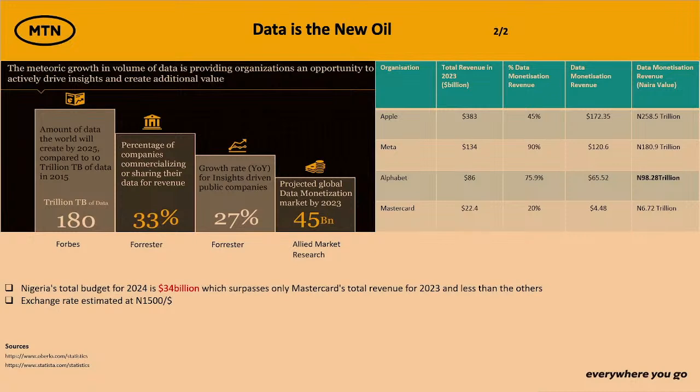In 2024 our budget was $34 billion. So what even Alphabet, that is the top in the list of four, made from data in one year was almost three times the budget of the whole country, the biggest in the whole of Africa. So this is the money all the politicians want. This is everything, just one company.